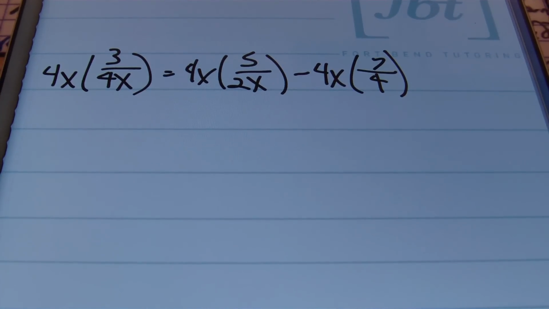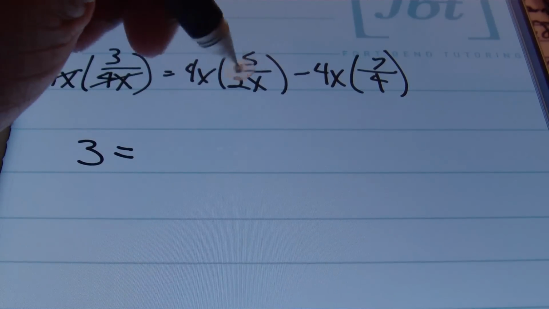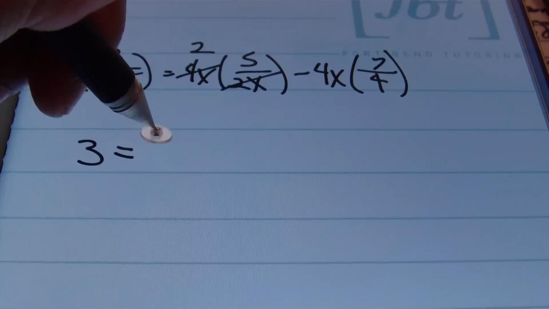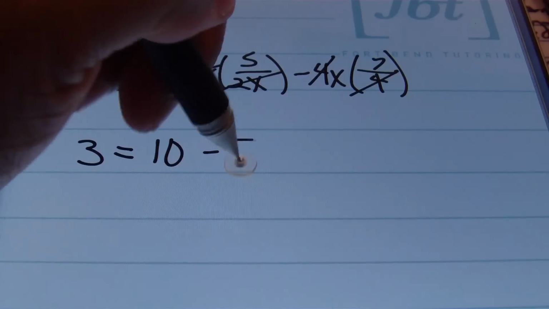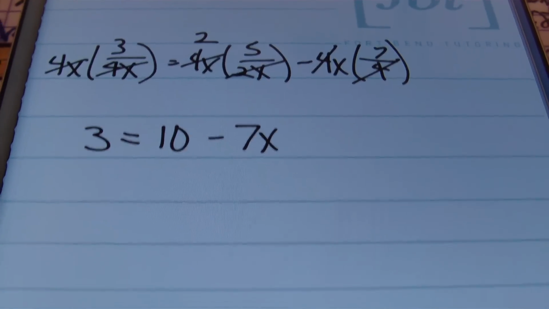In simplifying this, my 4x's will cancel out in that first term, so I'm going to bring down a 3. This is going to equal the 2x going into 4x twice, so then multiply after that. So 2 times 5 gives me 10, minus, here the 4's will cancel out, and so x times 7 will give me 7x. And remember, that term was negative, which is why you end up with a negative 7x here in the equation. From this point, all you got to do is solve the equation.